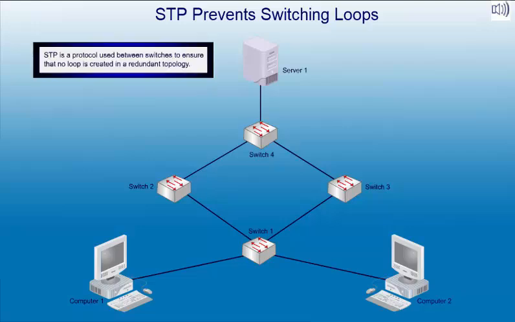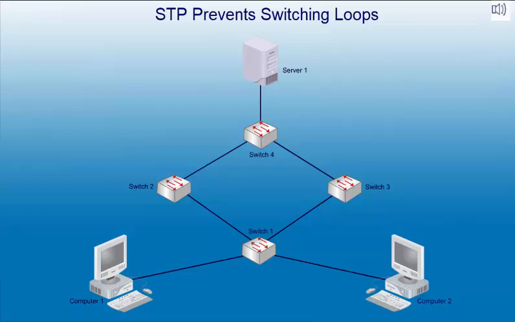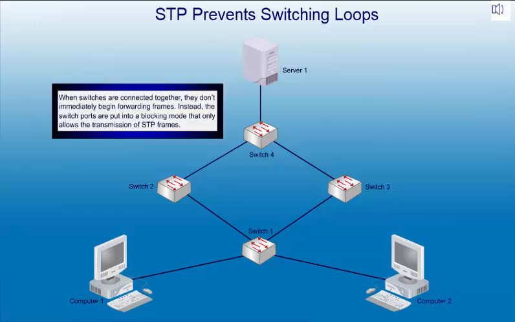STP is a protocol used between switches to ensure that no loop is created in a redundant topology. STP also has the ability to detect when a link is broken so that an alternate path can be used. Here's how it works. When switches are connected together, they don't immediately begin forwarding frames. Instead, the switch ports are put into a blocking mode that only allows the transmission of STP frames.